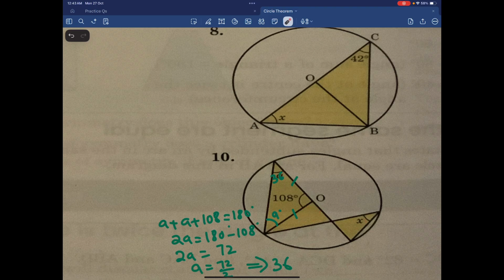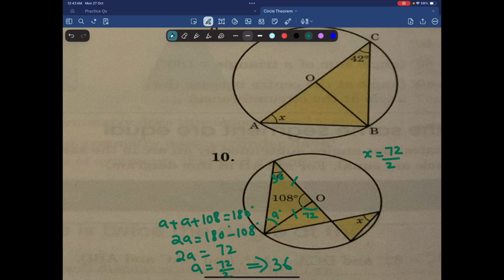Is there any way that we can find this angle? Yes, we can. Since angles on a straight line add up to 180, if we subtract 108 from 180, we get 72. So this is 72, right? So what is x going to be? We are going to divide 72 by 2, which gives you 36.